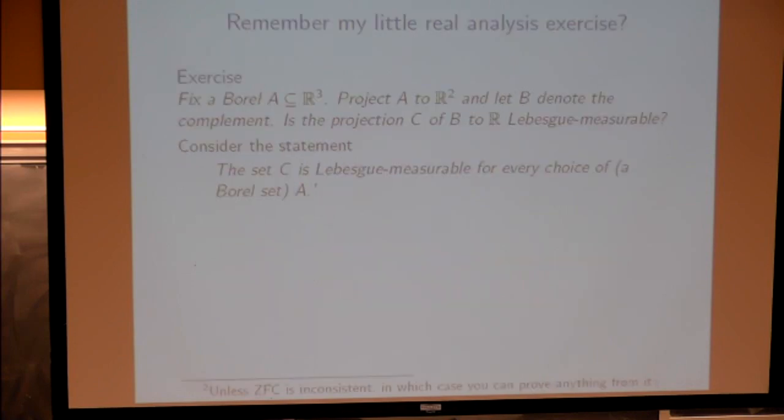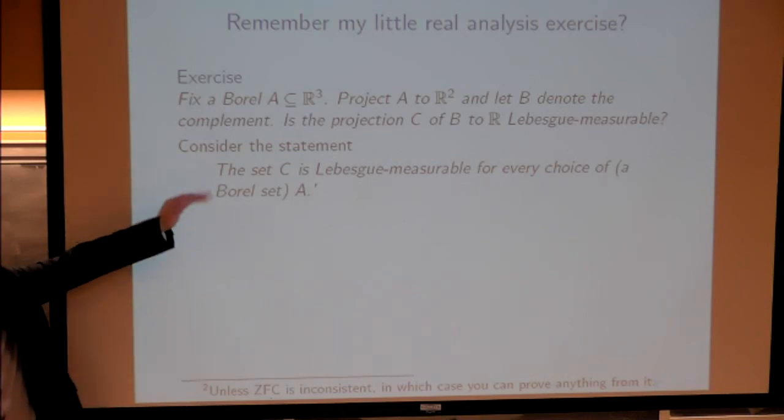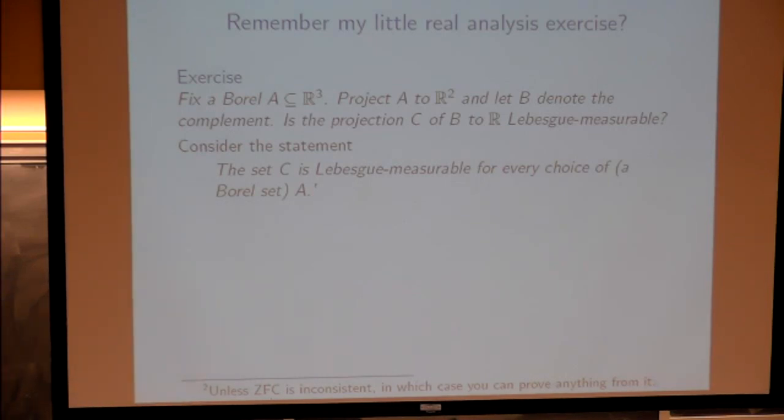Right. Okay, so let's go back to my exercise. Fix a Borel subset of three-dimensional space, project it to the plane, take the complement, project again to a line. Is it measurable? Consider the statement that yes, it is always measurable. So is this true or false?